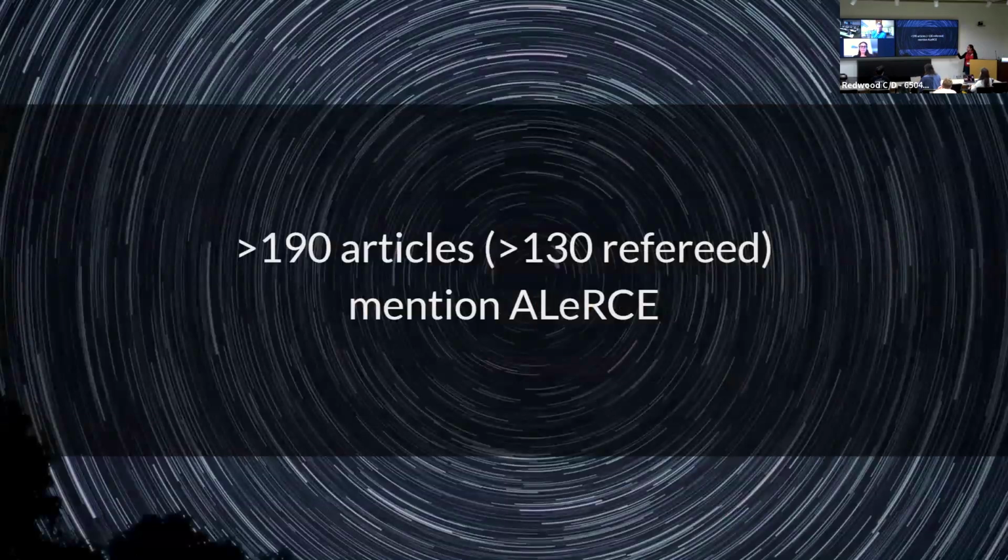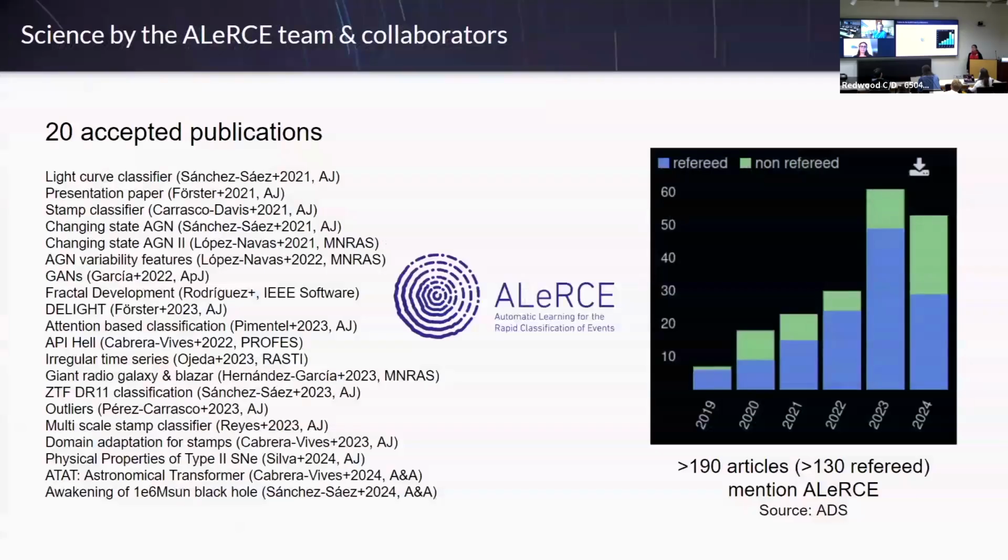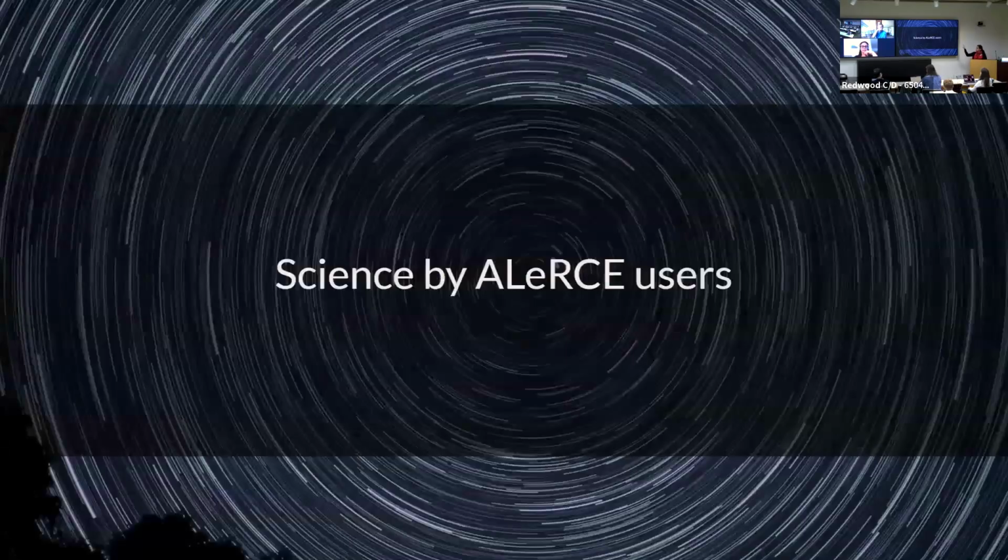Many articles, close to 200 articles, are mentioning ALeRCE. Some of them are ours, from our collaboration, spanning several science cases from transients, supermassive black holes, and variable stars, and also some of them focused on the infrastructure part and the machine learning. And also there is a lot of science by users through the years. Here I just include some examples. This is a non-exhaustive list of the works that use ALeRCE, just for you to get inspired.